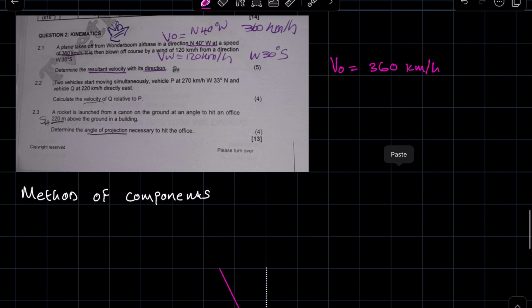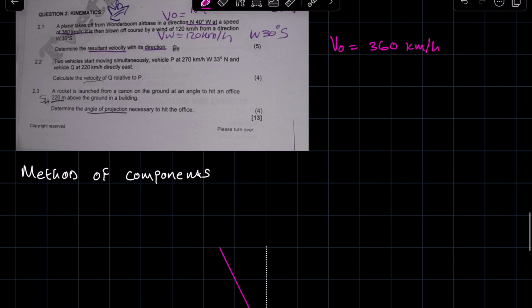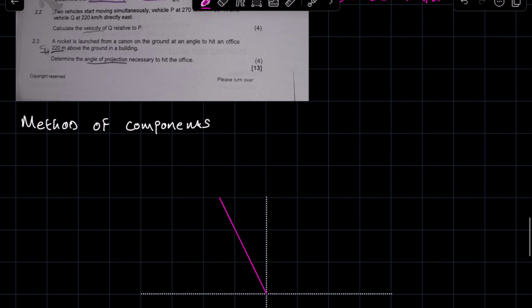Now, in the method of components, I always advise students to reference their angles from the x-axis. That is to make sure that when resolving your oblique vector into its components, the one in the x direction will be in terms of cos, and the one in the y direction will be in terms of sine. So for your vertical component to be in terms of sine, and your horizontal component to be in terms of cos, your angle has to be referenced from the x-axis.